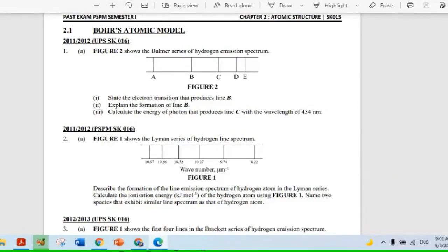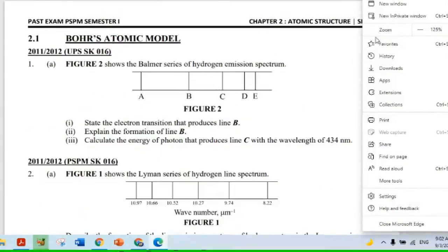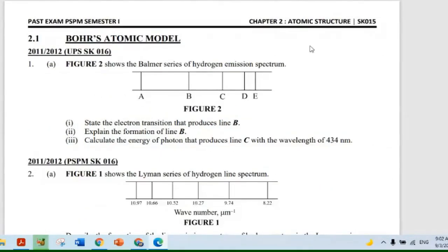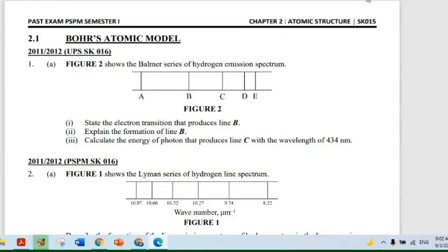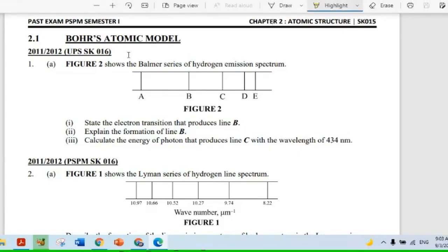Okay, hello. For the first question, figure 2 shows the Balmer series of hydrogen emission spectrum. So, number 1, A1, state the electron transition that produced line B. Okay, before we proceed, any clue from the question? The clue from the question is Balmer series. Okay, so Balmer series, you should know what it is. n equal to 2. Yes, you should know n equal to 2. Very good. Okay, then continue.